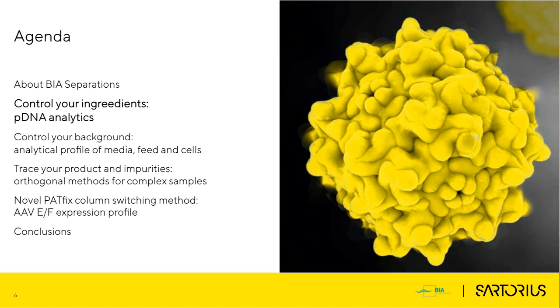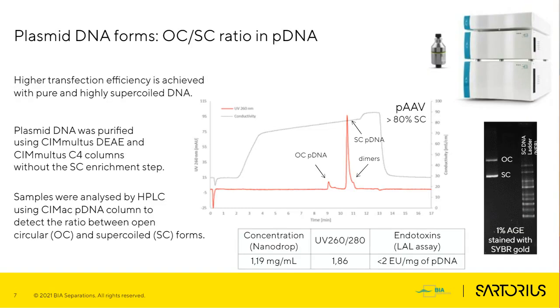Most of the processes actually are composed of a triple transfection, some of them double transfection of plasmid DNA into either adherent or suspension cells. So one of the first things to check is your plasmid DNA. As we know from literature, high transfection efficiency is achieved with pure and highly supercoiled DNA. The reasons for this are several.